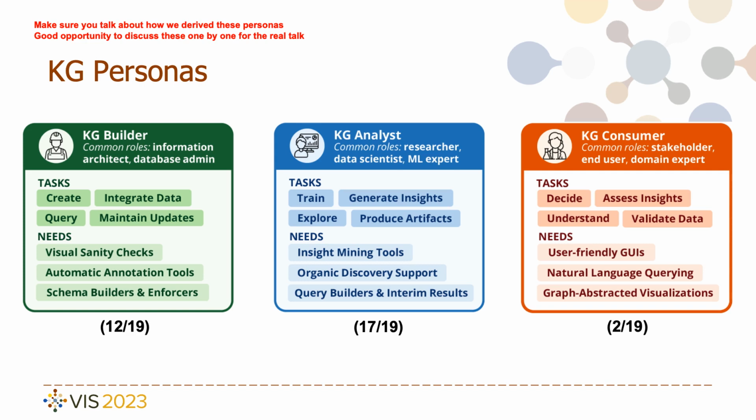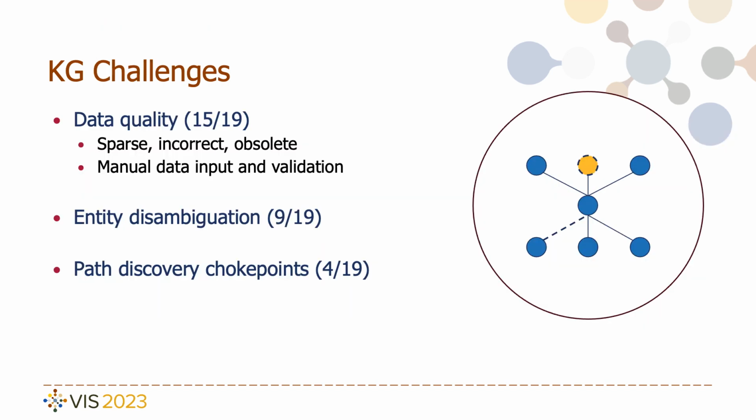Here we note that one person can fall into multiple personas. For example, many of our builders are naturally also analysts. The third is the KG consumer, who is usually a domain expert or stakeholder who takes actions based on insights generated from the KG, but may not necessarily have the skills to directly query the KG. Only 2 of our participants are consumers. These personas have different tasks and different needs that we will discuss later.